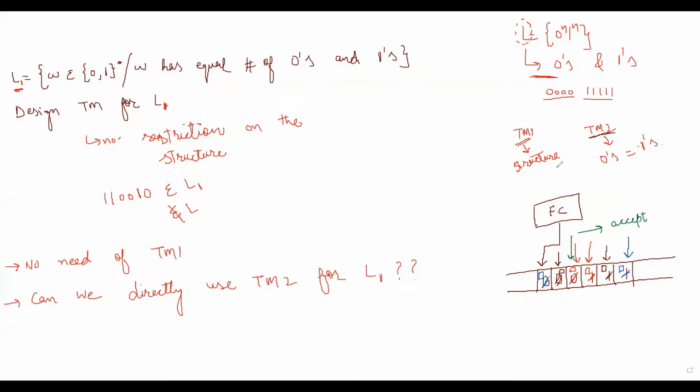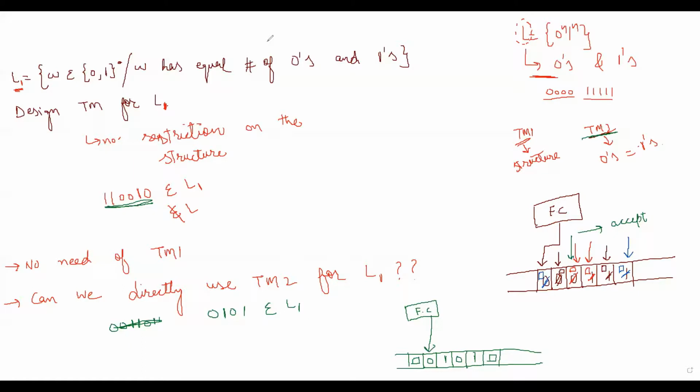Now let's see, can this Turing machine recognize this particular string? Let me write only 2 or 3 symbols here. This string belongs to L1, so TM2 should accept it. So we have the finite control, and this is our input tape. The input is 0, 1, 0, 1, and the rest are all blank. Initially our tape head is here.